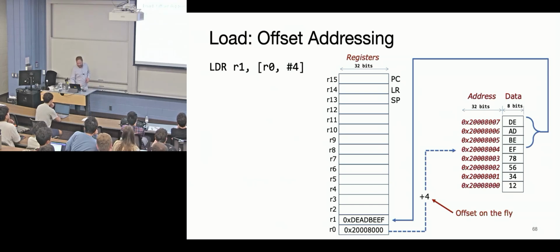All right. So you do that on the fly, but we're not going to change the value in R0. We're just going to say, for this one time and one time only, we're going to take this value, add 4, and pull back data.